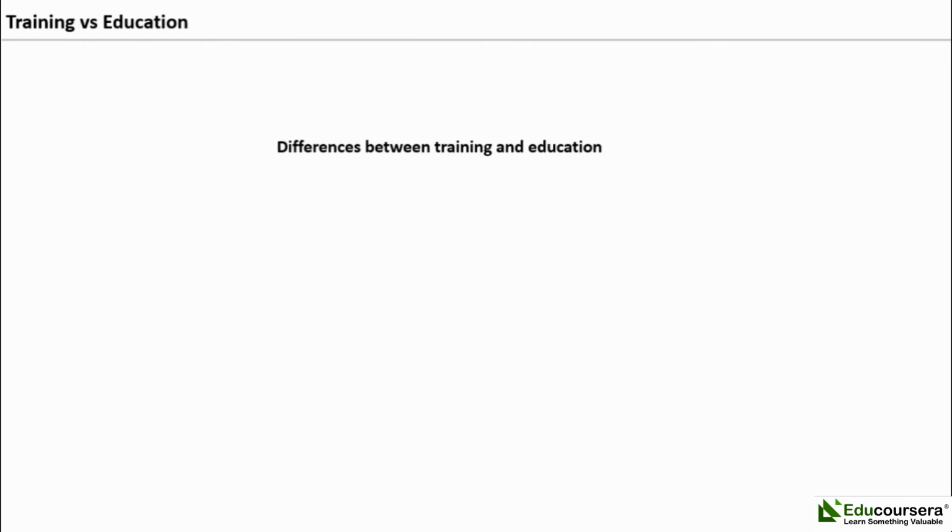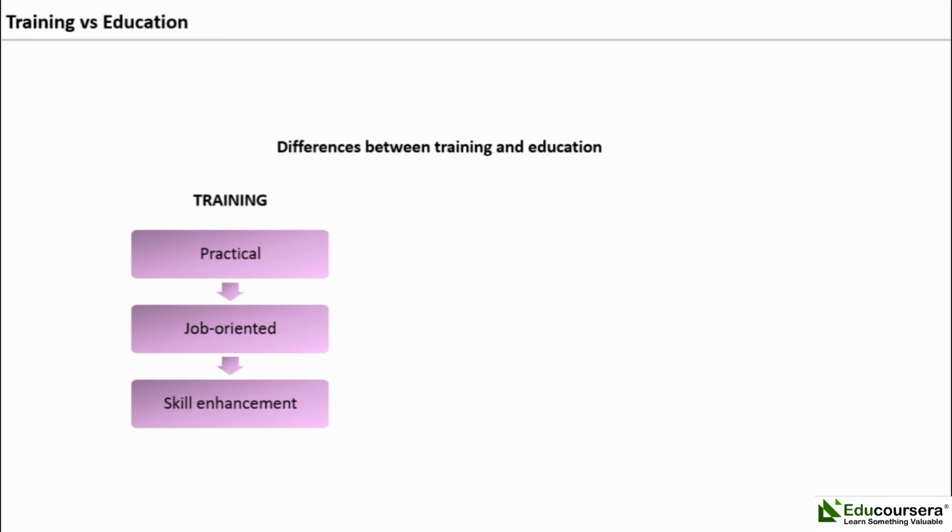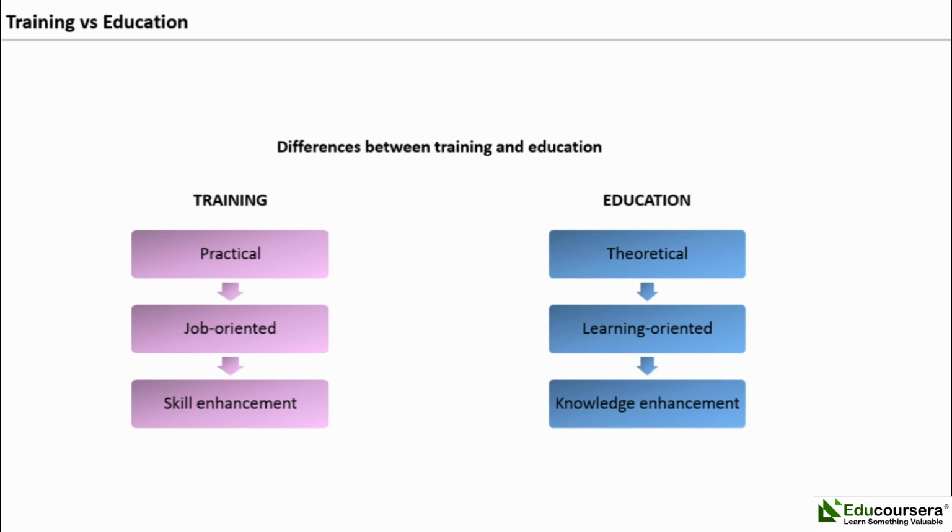Summarizing the differences between training and education. Training: practical, job-oriented, skill-enhancing. Education: theoretical, learning-oriented, knowledge-enhancing. Training needs analysis and training needs assessment are used interchangeably, and many texts describe both as one and the same with different names. However, to differentiate between the two, each can be defined as follows.